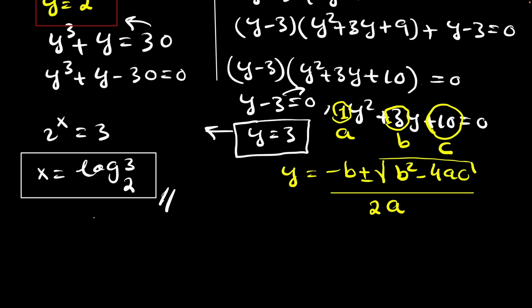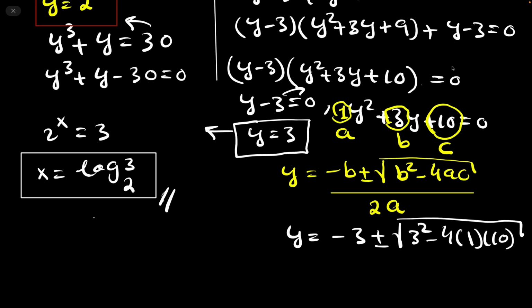So let's go and plug in those numbers into our formula and see the result. What will be the result? So y is equal to negative b. It means negative 3 plus or minus the square root of b squared. What is b? b is 3, squared, minus 4 times a, which is 1, and c, which is 10, over 2a. 2a is 2.